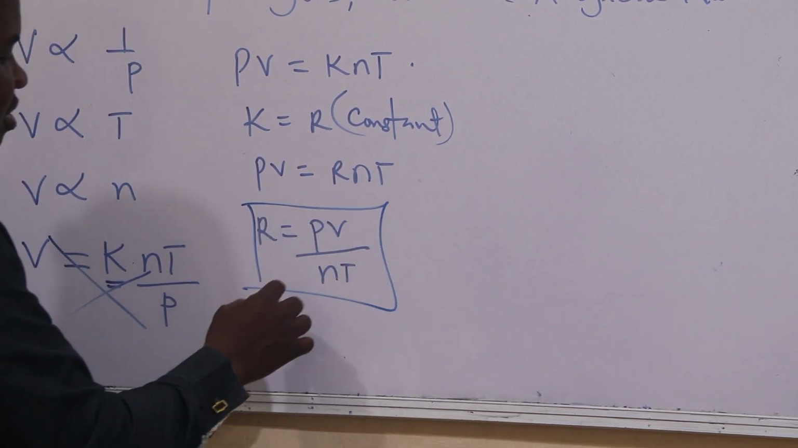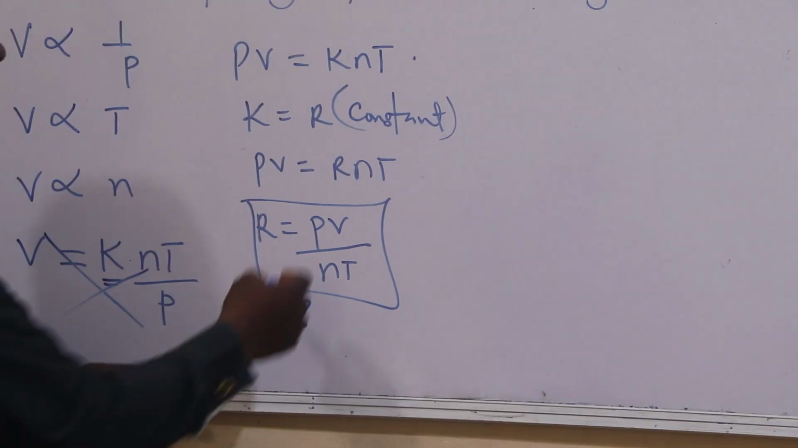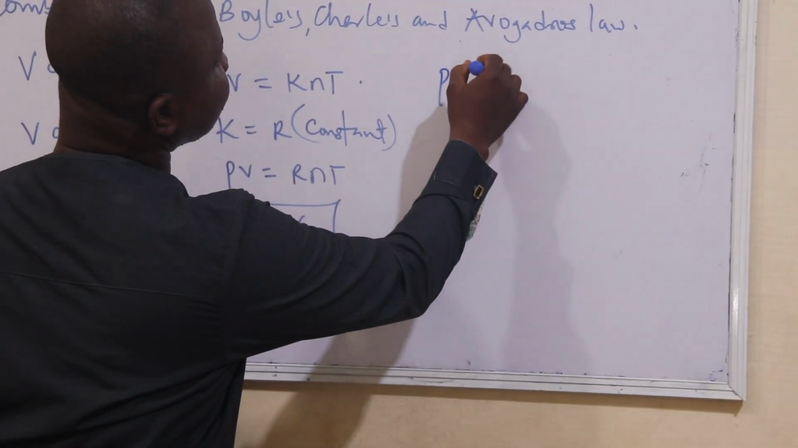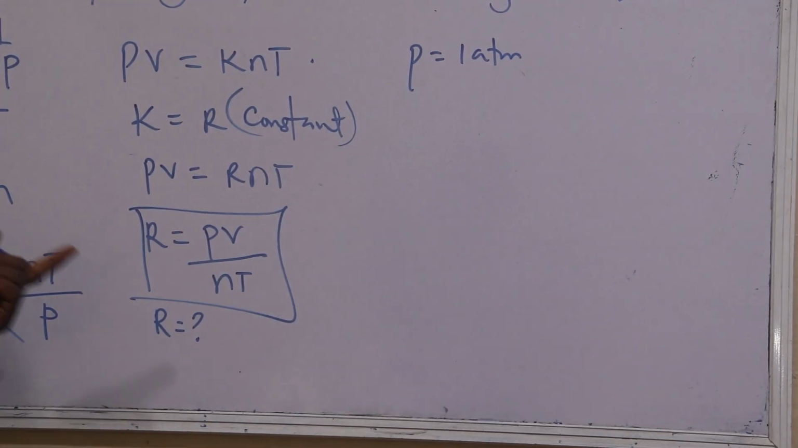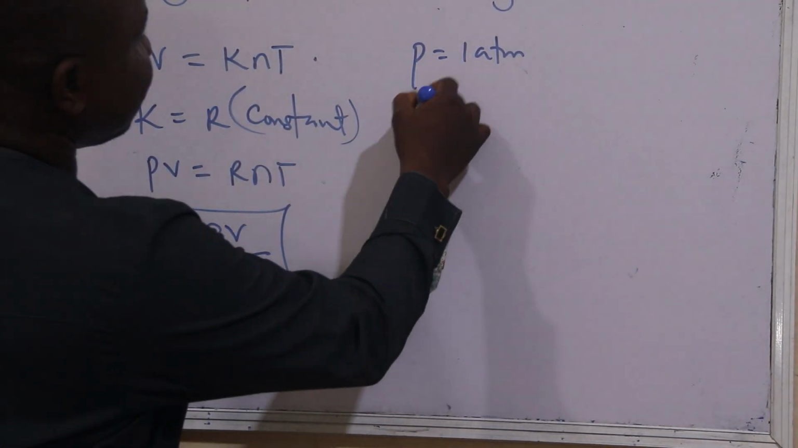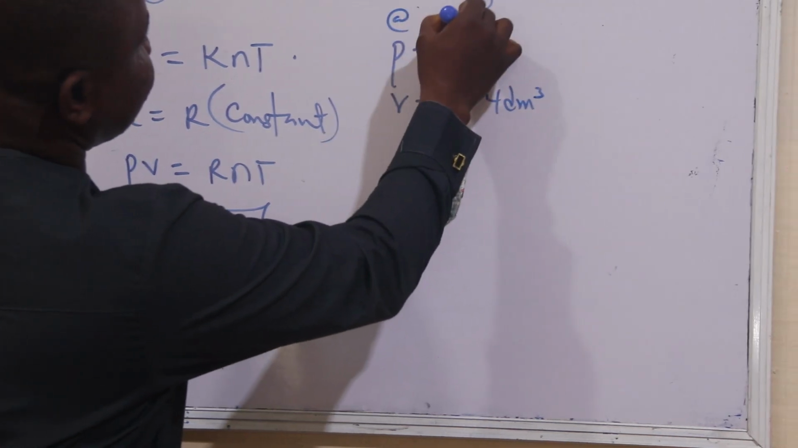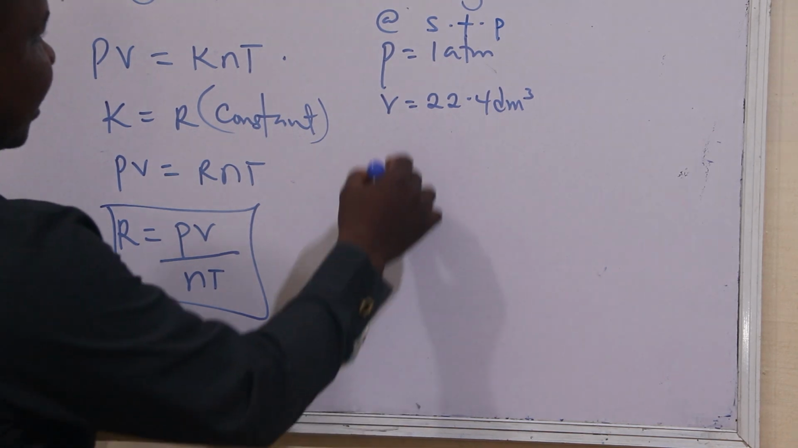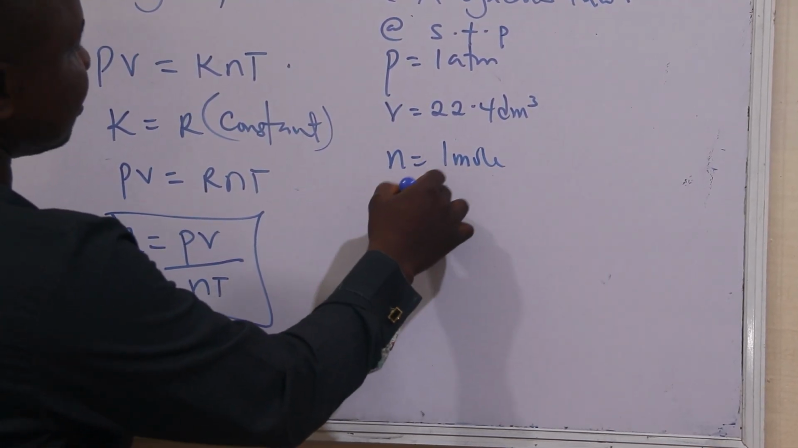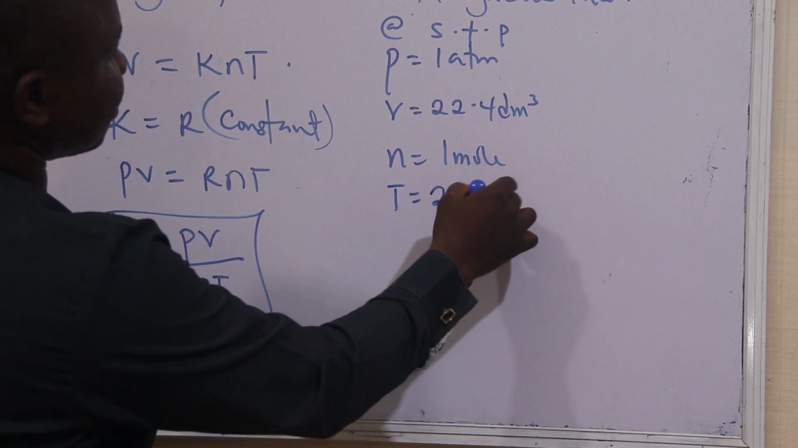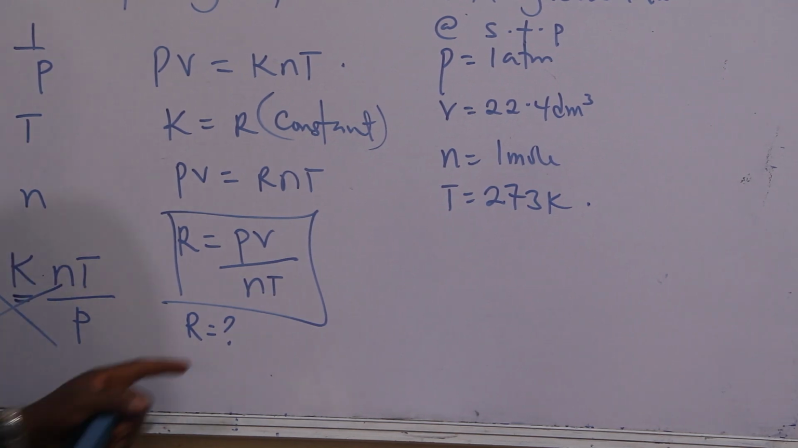Now, what are the values of all this? For now, our R does not have a value, so we are going to derive it. Our P is 1 atm. Remember I told you in the previous video that STP pressure is 1 atm. Our V is 22.4 dm³ at STP. Then n is 1 mole, and T is 273 Kelvin. The unit is very, very important. So let's derive our R.